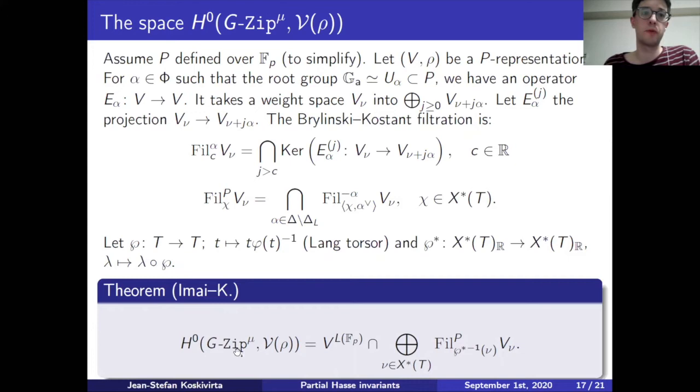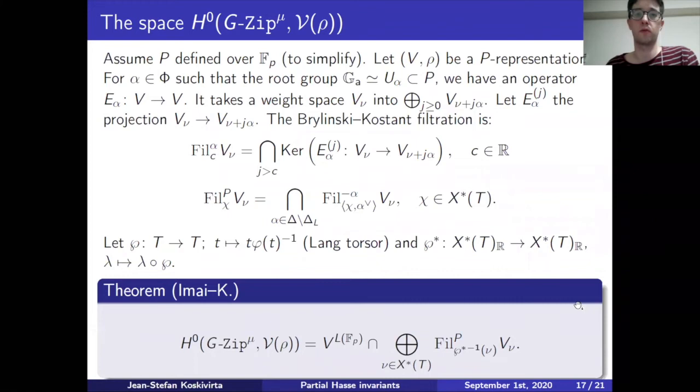The space H0 of G-zip of V of rho, the vector bundle attached to the representation rho, is given as follows. This part is basically this constant Brylinski-Kostant filtration, intersected with the L of FP invariants. So this expresses the space of global sections as the L of FP invariant part of the Brylinski-Kostant filtration. And this whole space is contained in the H0 of the Shimura variety of V of rho.